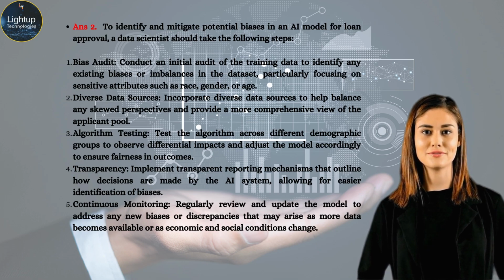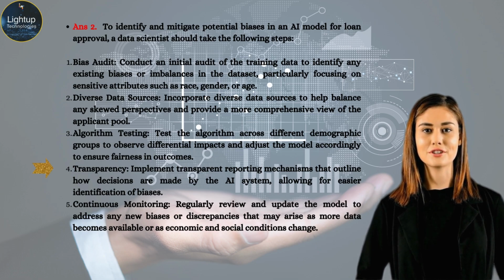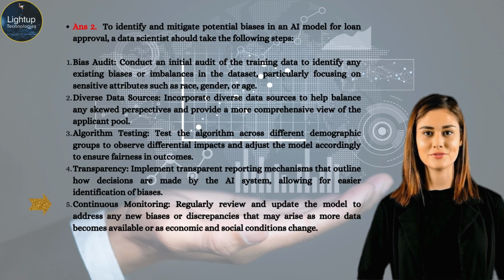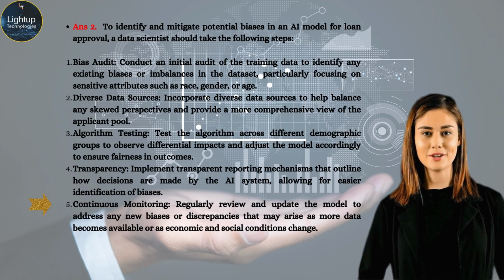outcomes. Transparency. Implement transparent reporting mechanisms that outline how decisions are made by the AI system, allowing for easier identification of biases. Continuous monitoring. Regularly review and update the model to address any new biases or discrepancies that may arise as more data becomes available or as economic and social conditions change.